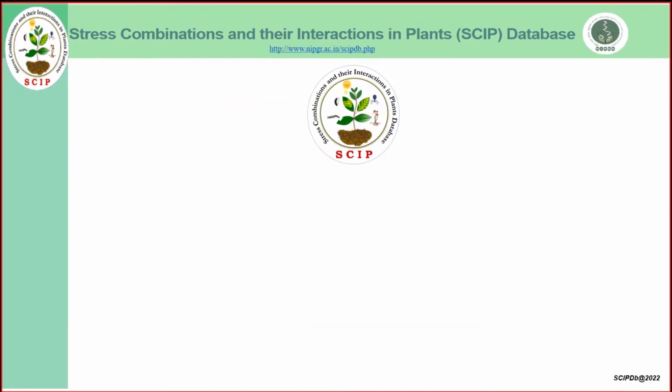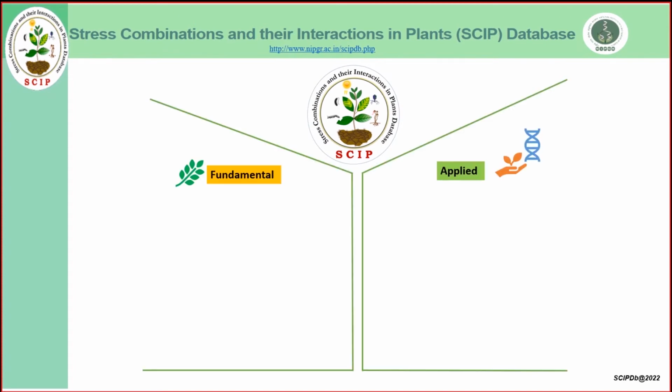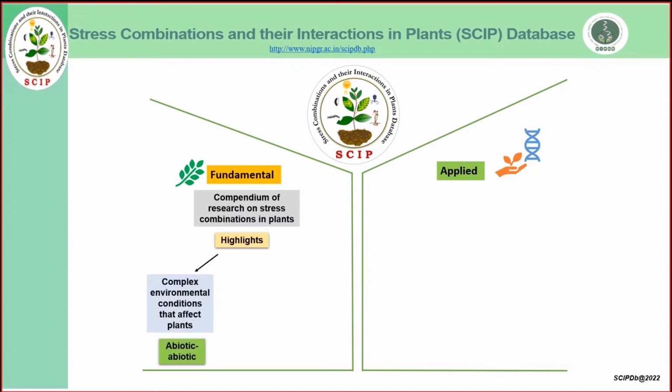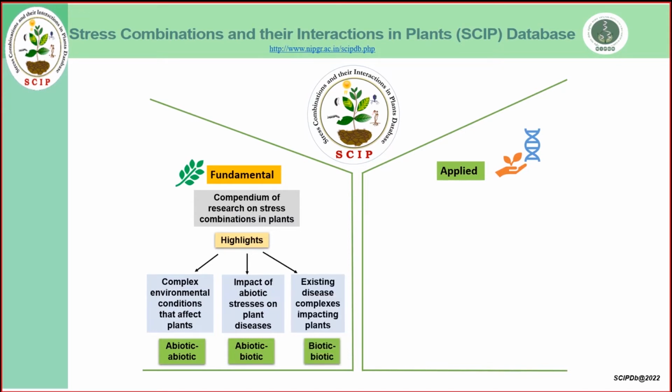The information from the SCIP database can be utilized for both fundamental and applied research. The database is a compendium of research on stress combinations in plants, and it highlights complex environmental conditions that affect plants, which is covered under the abiotic sections of the SCIP Phenomics. It also highlights the impact of abiotic stresses on plant diseases, which is covered in the abiotic section of the SCIP Phenomics. And further, it gives information on the existing disease complexes which impact plant growth, which is covered in the biotic section of the SCIP Phenomics.